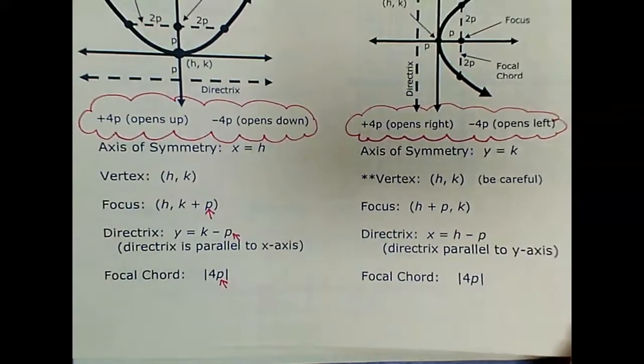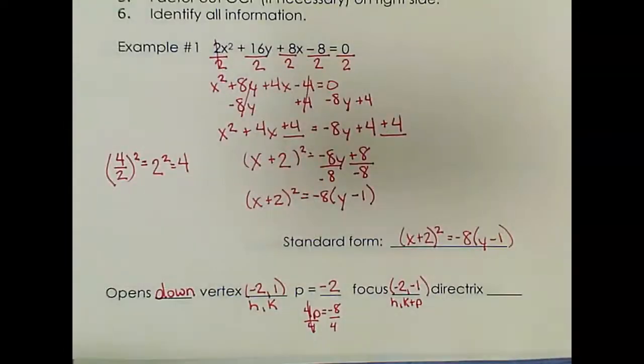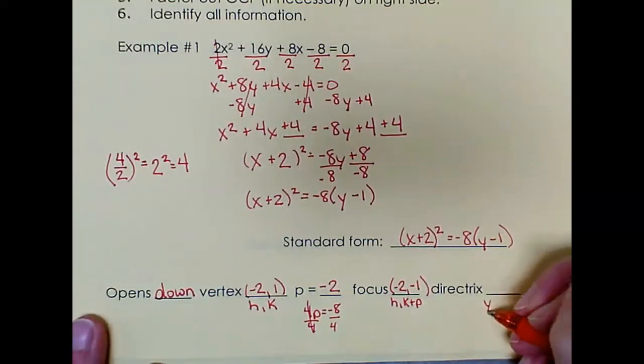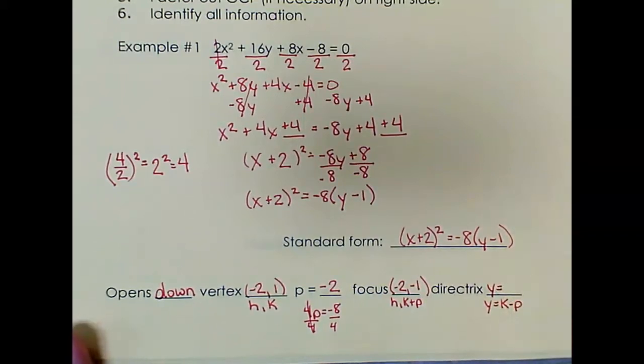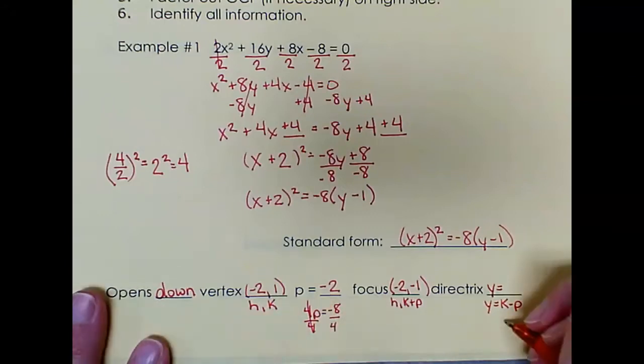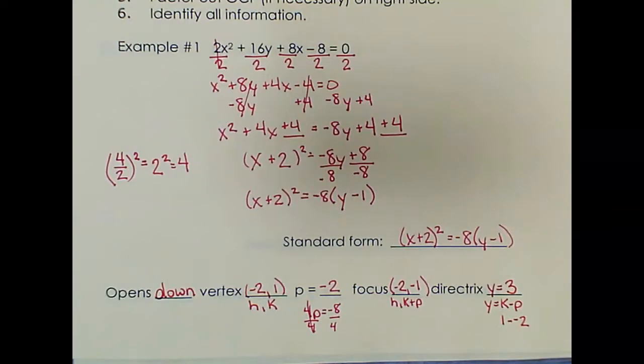The directrix is y equals k minus p. So I'm going to put together k minus p. K is 1, p is -2. So if I do 1 minus -2, that's really 1 plus 2, and that's 3. So there's all of my pieces of this parabola.